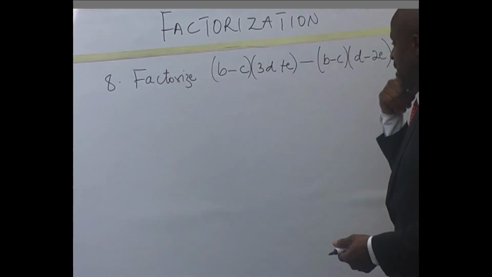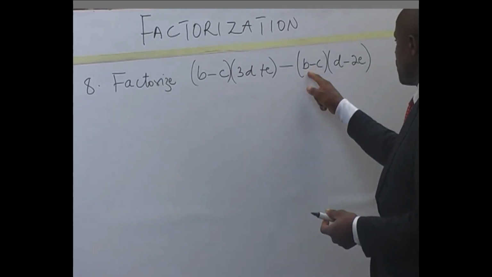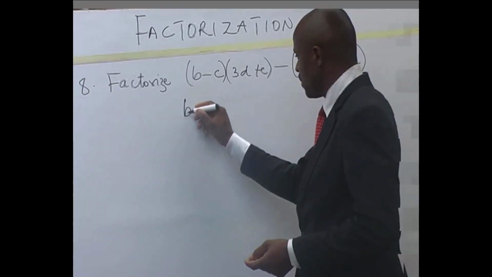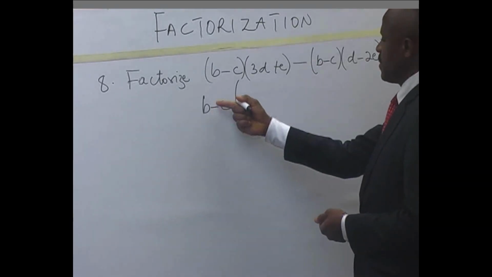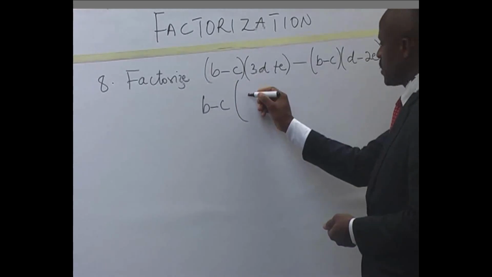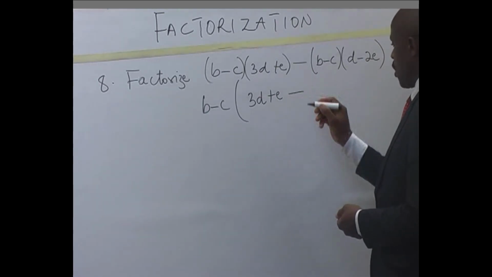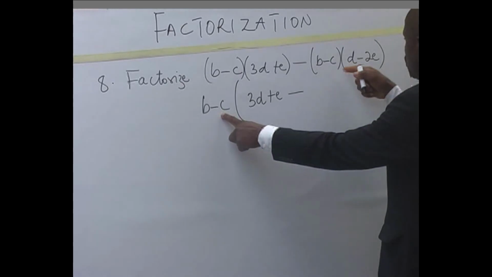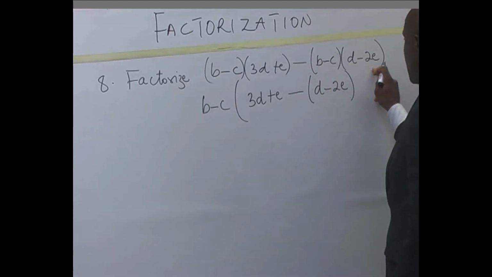This is the next we are going to factorize. Look into the two different items. We're going to discover that you have b minus c being common in both. Pick it. We have b minus c. Open a bracket. If you divide b minus c times 3d plus e, because that's what this means, by b minus c, you cancel b minus c and you'll be left with 3d plus e. Then you're going to have minus. If you divide this with b minus c, you cancel b minus c and be left with d minus 2e.